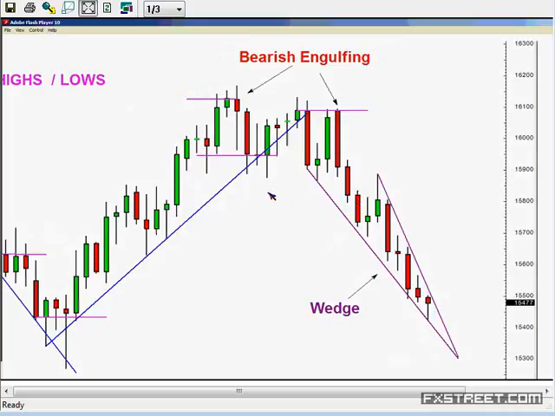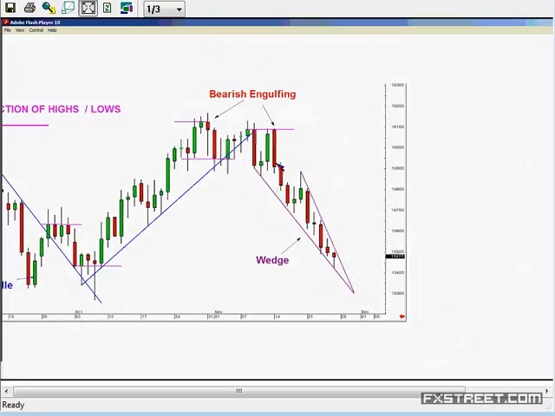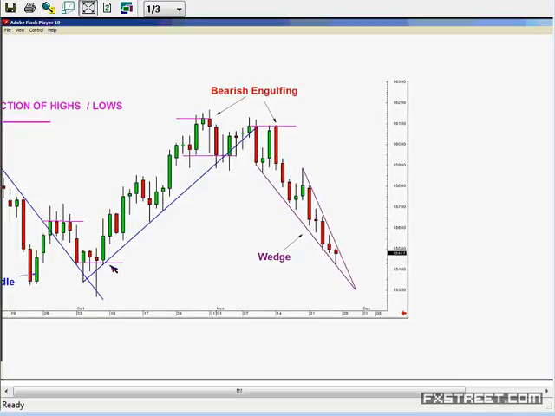And then what happens? We get a wedge formation. Okay, the steeper the wedge, the more aggressive the breakouts normally are. So here we've got a very decent wedge, and also we need to note that area of support. So we've got a previous area of support there, we've got a wedge.